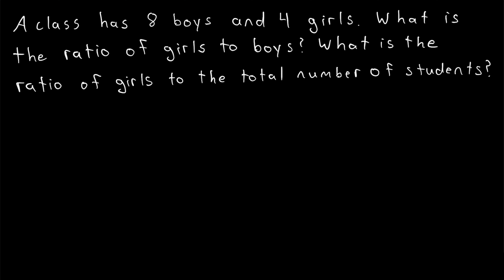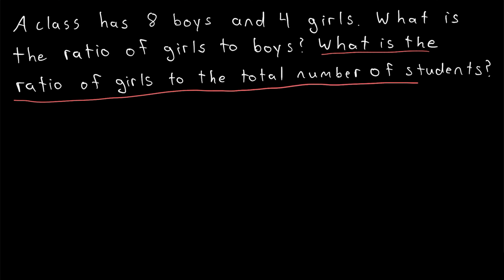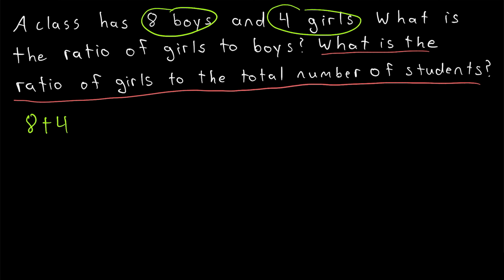So the next part of the question is, what is the ratio of girls to the total number of students, the whole number of students? Since there are 8 boys and 4 girls, we can find the total number of students by adding those numbers together. So the total number of students is 12. Then we just make our ratio. We're looking for the ratio of girls to the total number of students, so we have our number of girls, 4, and then the total number of students, 12.